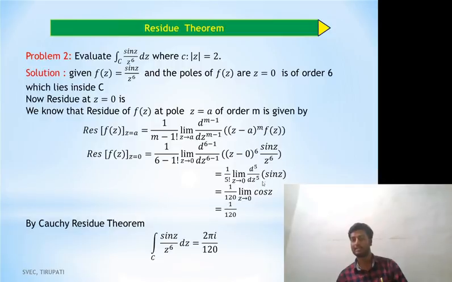d/dz of cos z is minus sin z. d/dz of minus sin z is minus cos z. Now d/dz of minus cos z is sin z. So then again d/dz of sin z is cos z. So 5 times you differentiate, then it is 1 by 20. So this is your residue at a pole, right? Now only one pole lies inside, which means it is 1 by 20 residue into 2 pi i. So by residue theorem it is 2 pi i, right? This is your answer, the simplest way.